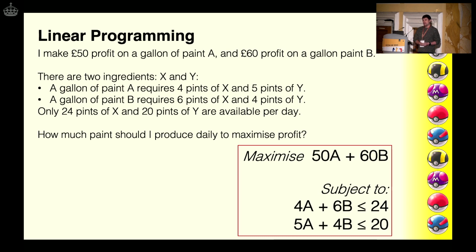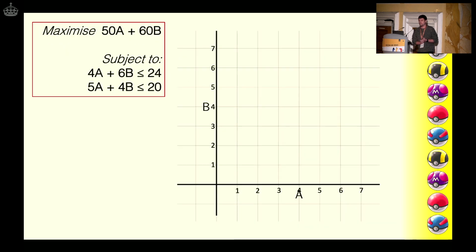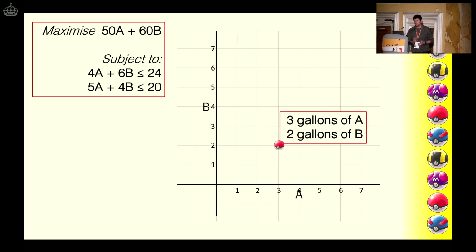I now need to go solve that. I need to go find the A and B that makes that true, that maximizes this. I can do that by considering what I'm calling a solution space. So this solution space is a Cartesian plane where I've labeled one axis A, the variable A, one axis the variable B. And every point on this plane represents a possible solution. So for example, this point here, the point 3, 2, would represent I am producing 3 gallons of A and 2 gallons of B.